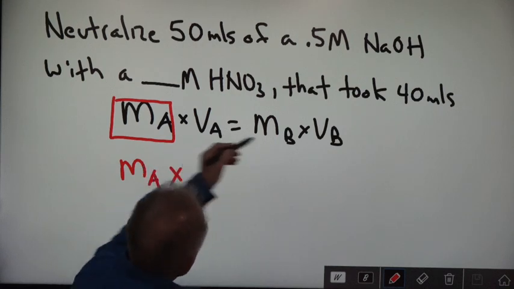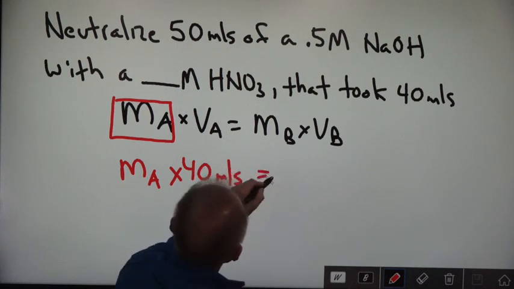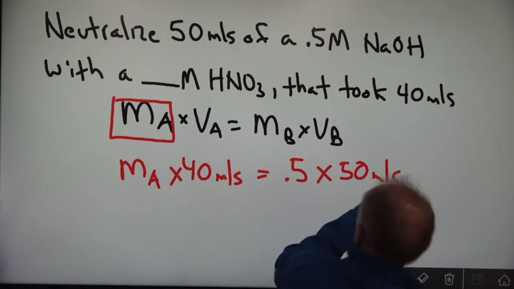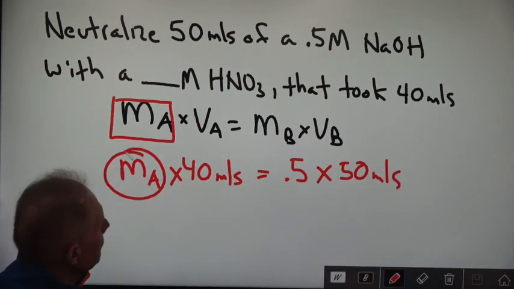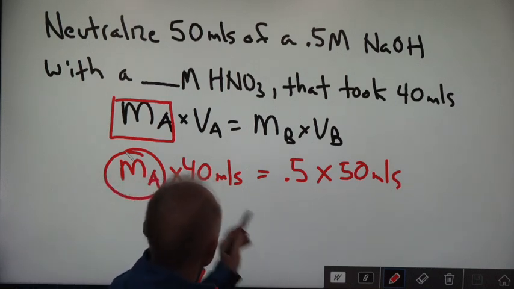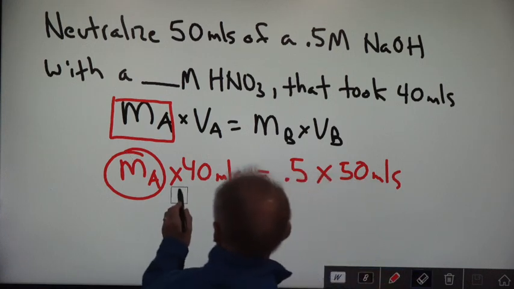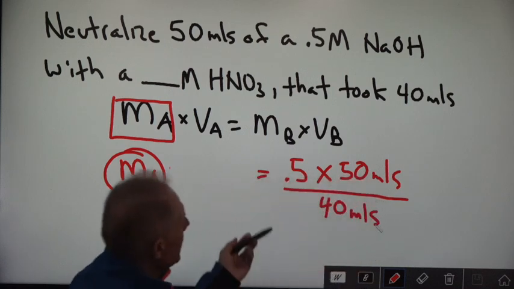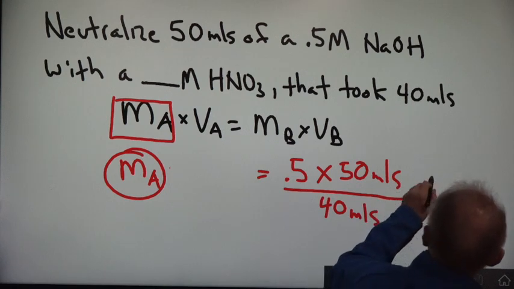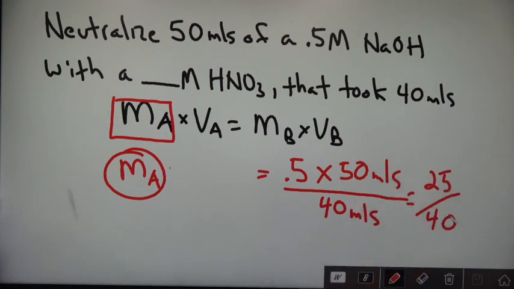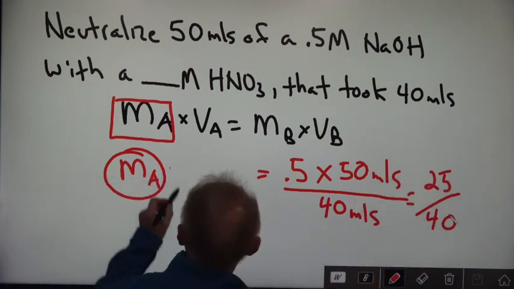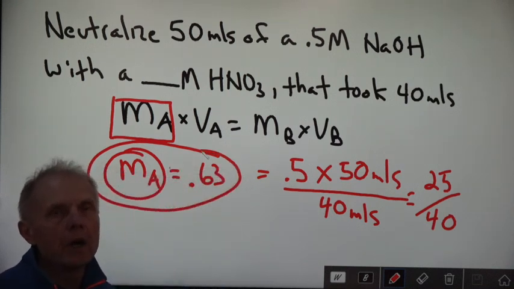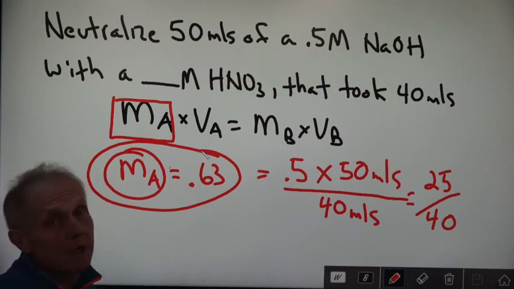So we're going to go MA times 40 mils equals the molarity of the base, 0.5, times 50 mils. So all we have to do is get MA by itself. So we're going to go 0.5 times 50 and then divide it by 40. So it'll look like this. So what we get is 25 divided by 40. And 25 divided by 40 is 0.63. That would be the molarity of the acid. All right, one more, then I'm going to show you a trick one.